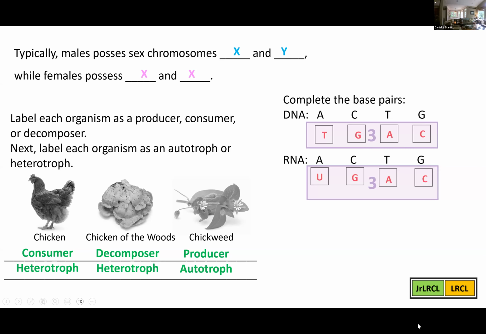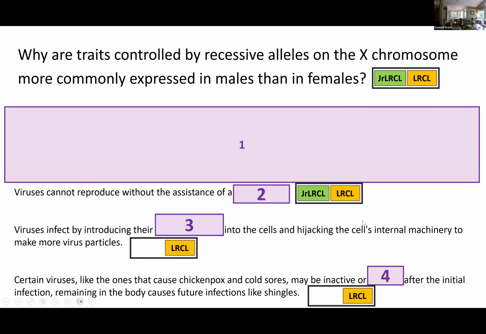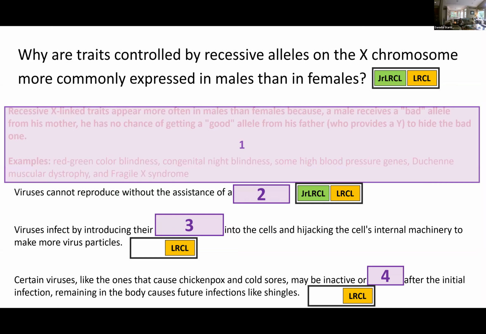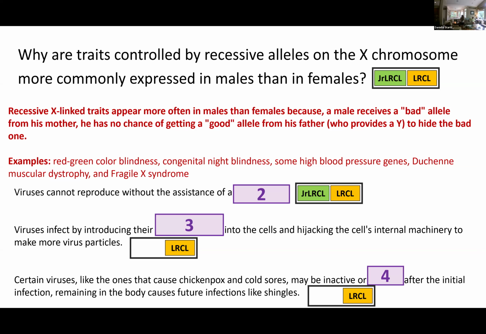You got to be able to match your DNA and RNA sequences. Remember, with your RNA, there's no more thymine. It's replaced by uracil. So anywhere you see an A where you would typically match with a T, that's going to become a U, right? All right, let's look here. Why are traits controlled by recessive alleles on the X chromosome more commonly expressed in males than females? That's because if you get a bad gene from your mom, you've got no other X chromosome from your dad to cover that allele. So whatever it is is going to be expressed. Examples would be color blindness, Duchenne muscular dystrophy, Fragile X.